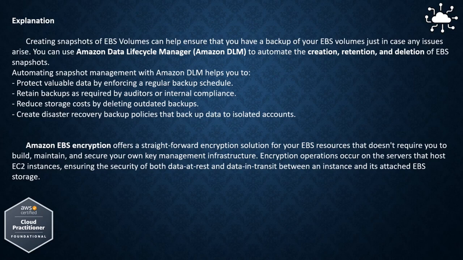Amazon EBS Encryption offers a straightforward encryption solution for your EBS resources that doesn't require you to build, maintain, and secure your own key management infrastructure. Encryption operations occur on the servers that host EC2 instances, ensuring the security of both data at rest and data in transit between an instance and its attached EBS storage.